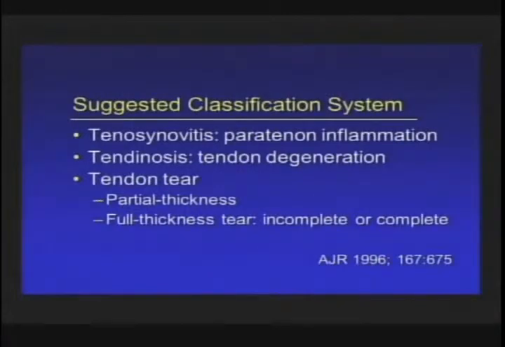Basically, when you have a tendon abnormality, you can try to put it into one of these categories. You can have tenosynovitis, which is inflammation around the tendon or the peritenon, tendinosis or tendinopathy, which is tendon degeneration, and tendon tear, which could be a partial or full thickness tear.